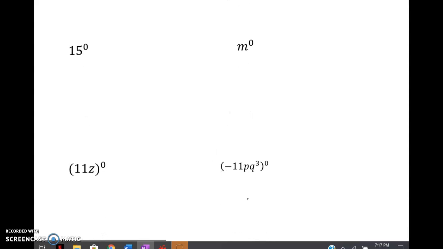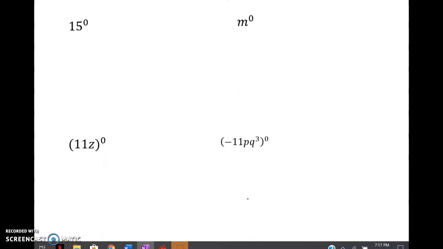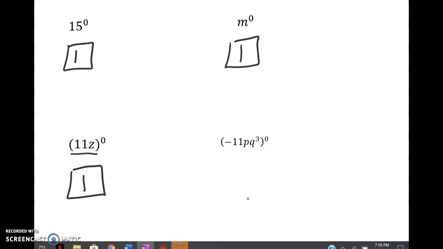All right, so these problems are kind of fun. So 15 to the 0, that's just going to be 1. M to the 0, that's just going to be 1. Now notice here you have 11z, but the whole thing is raised to the power of 0. That's just going to be 1. And then here you have a little bit more, but it's all in the parentheses. It's all being raised to the power of 0. So that's just going to be 1. Okay?